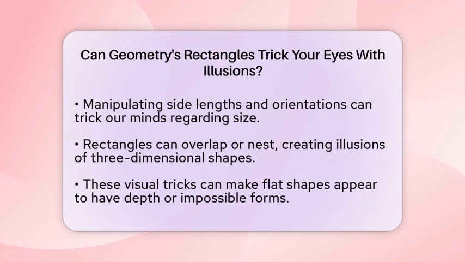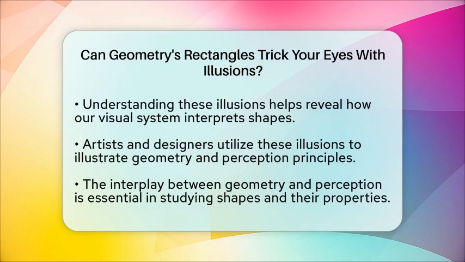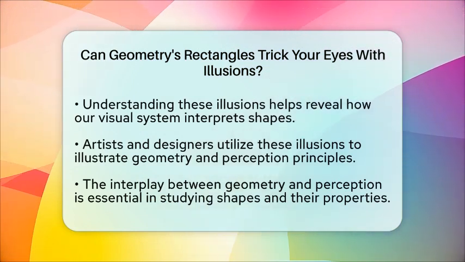For instance, when rectangles overlap or nest with specific shading, they can create the illusion of three-dimensional cubes or shapes that seem impossible. This can trick our eyes into seeing depth or forms that do not exist in reality. Understanding these illusions reveals how our visual system interprets shapes, sizes, and angles. While rectangles have fixed mathematical definitions, our perception can be influenced by surrounding visual information. This leads to some truly captivating visual effects.